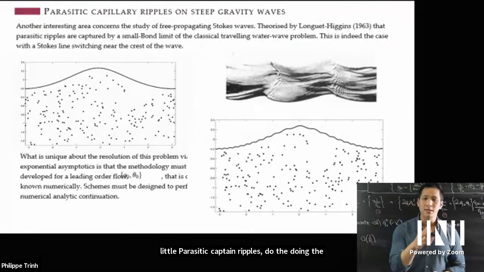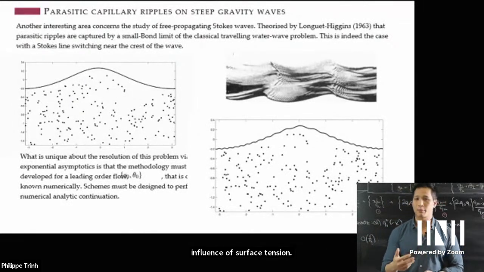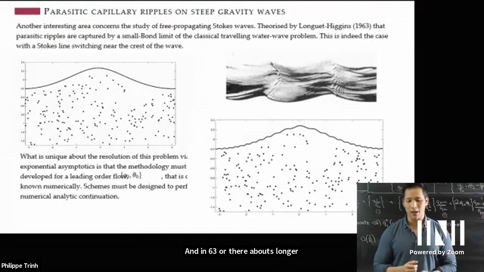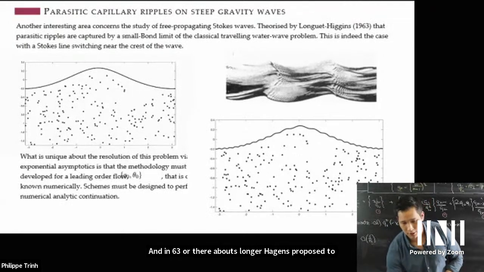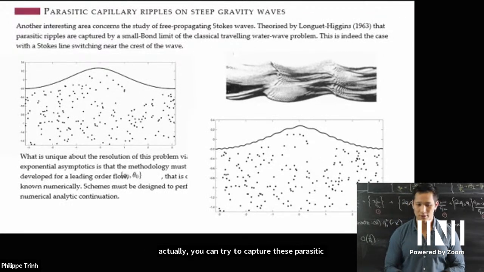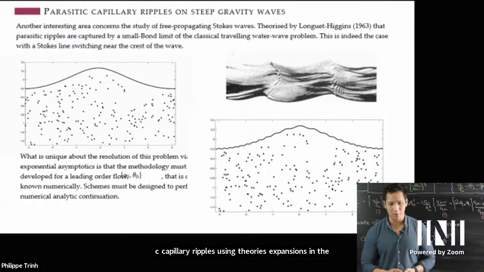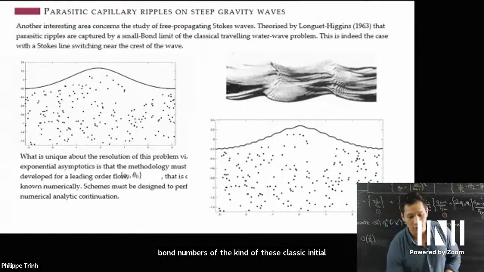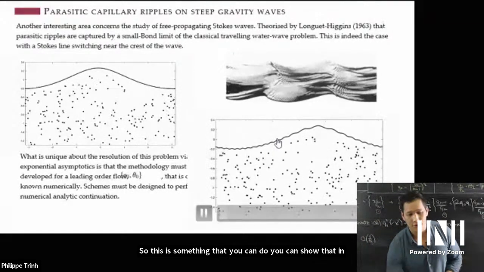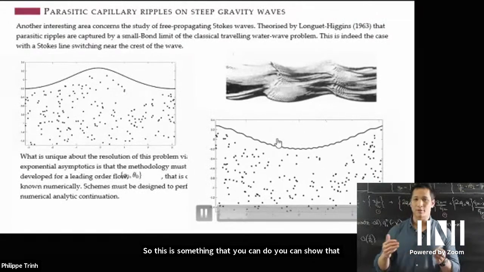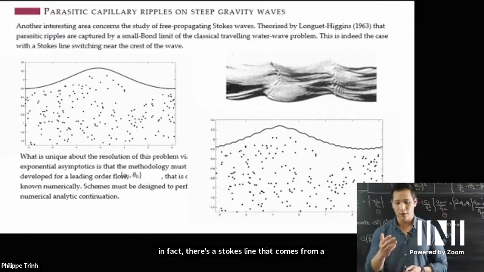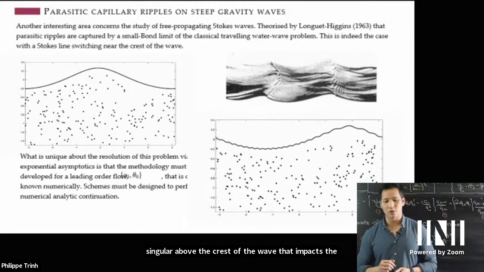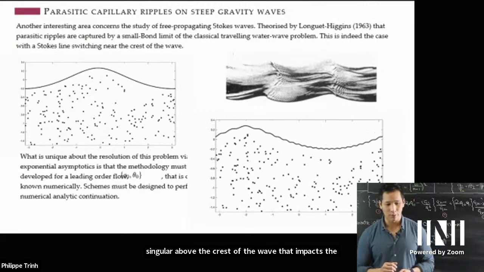And in '63 or thereabouts, Longuet-Higgins proposed that actually you can try to capture these parasitic capillary ripples using series expansions in the Bond number. So these were the classic initial attempts at trying to capture exponential asymptotics. So this is something that you can do. You can show that in fact there's a Stokes line that comes from a singularity above the crest of the wave that impacts the water, and that is the switching on of your little capillary ripples.